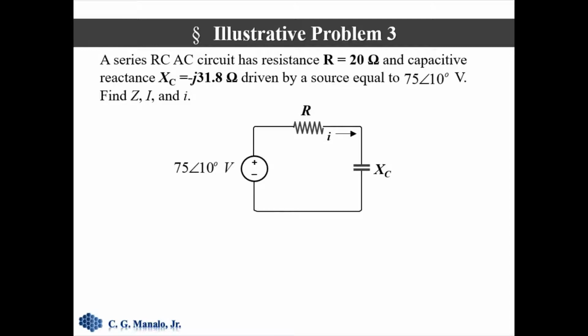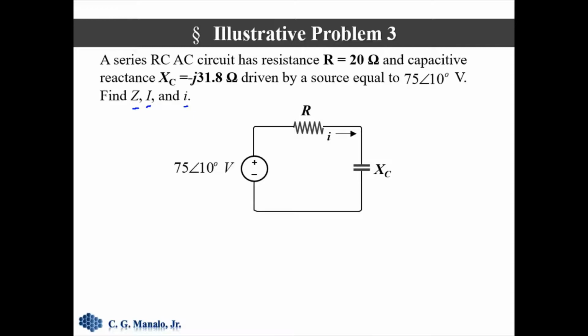Okay, let's go to the third example. This is again a series RC circuit. At this time, the elements are given in phasor values already. We are asked to determine the impedance, the phasor I, and the time domain I.